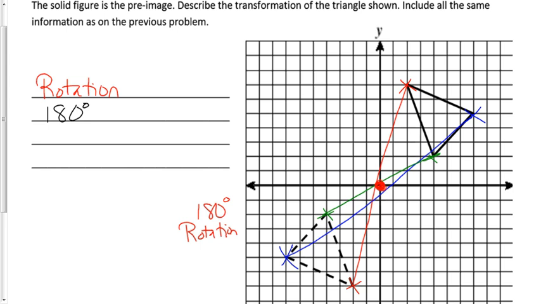And again, that only works for a 180-degree rotation. But let me just check. When I count over and up from the center of the rotation to the green point, I go 1, 2, 3, 4, 1, 2. I should do the same thing in the opposite direction. 1, 2, 3, 4, 1, 2, and I do, which means the center of rotation is at 0, 0. And again, our rotations are typically going to be about the point 0, 0, so we're going to make things hopefully easier for you. Moving on to the next page.